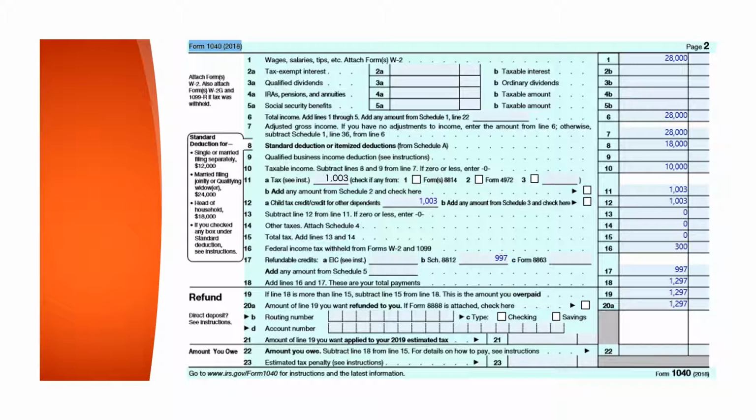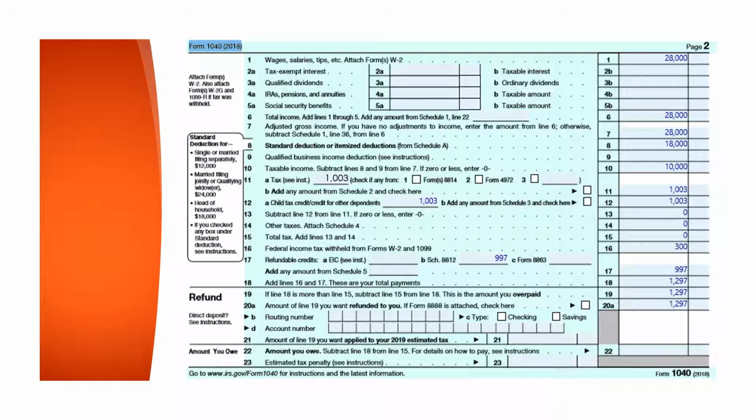Line 8, put your standard deduction from the box to the left. Head of household is $18,000. This is under the assumption that you're not itemizing your deductions. On line 10, put your taxable income, which is line 8 subtracted from line 7, which will give us $10,000.